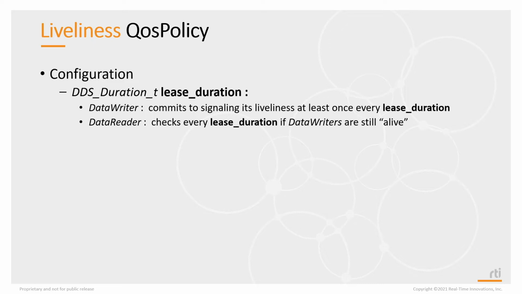So every lease duration period, it's going to look around and make sure that it's received a liveliness assertion for all the data writers. Now, by default, the lease duration is infinite. An infinite lease duration means don't check. Don't signal that you're alive, and you don't have to check that you're alive. So by default, the liveliness policy is not used, it's turned off, and that's turned off using an infinite lease duration.